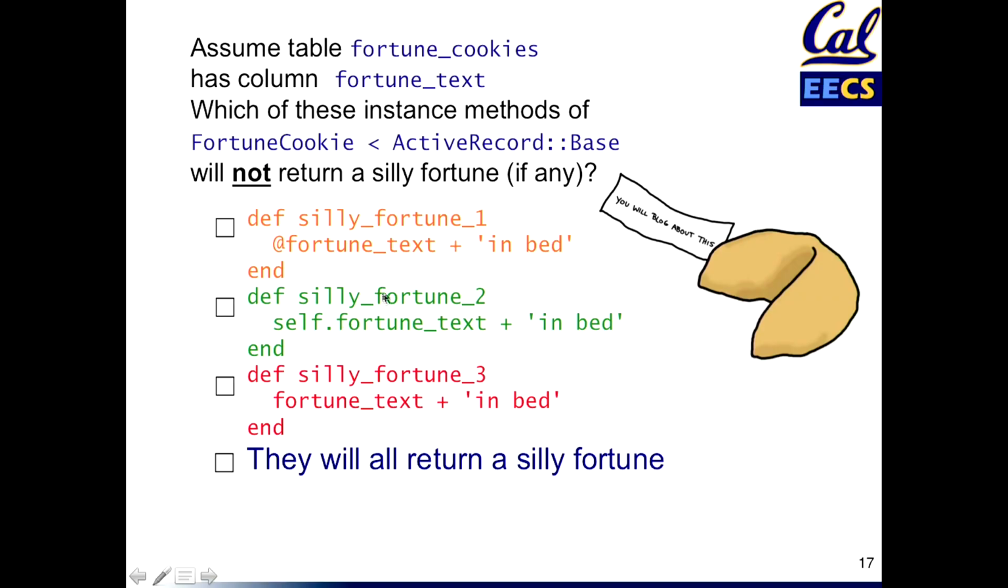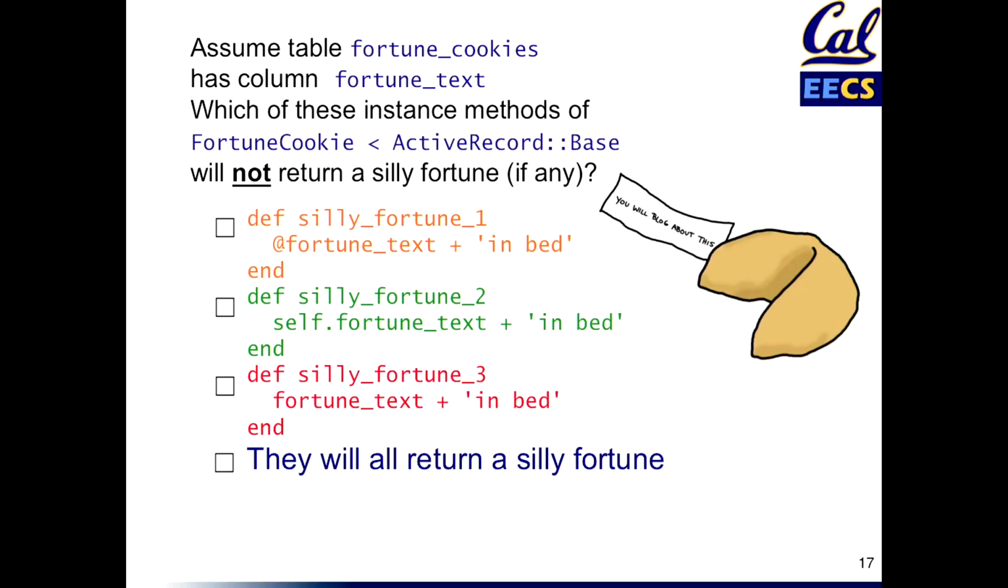What about the green and the red choices? Well, if we start with the green one, if these are instance methods of FortuneCookie, that's fine, because within an instance method, what is the value of self? It's just the object that received the message. So self.fortune_text is actually just an alias for fortune_text all by itself, right? Fortune text is a method call. Remember, all getters are method calls. We just left out the parens here.